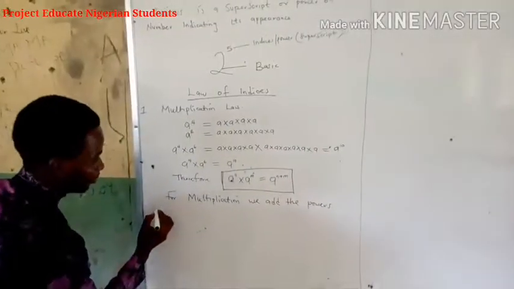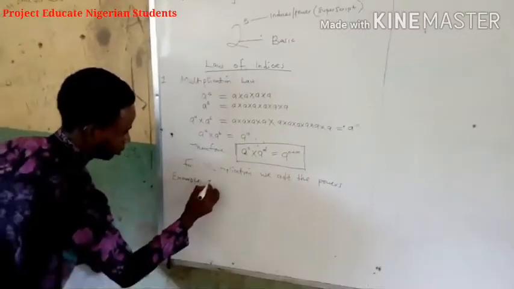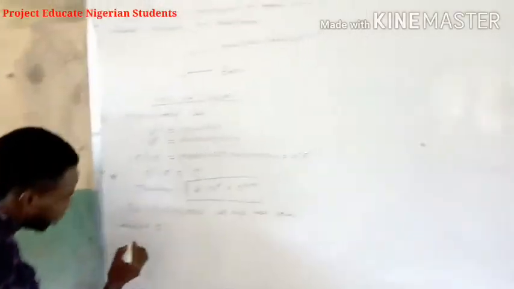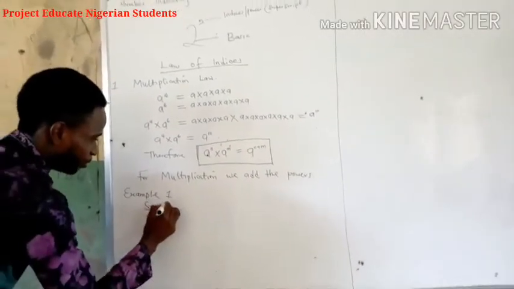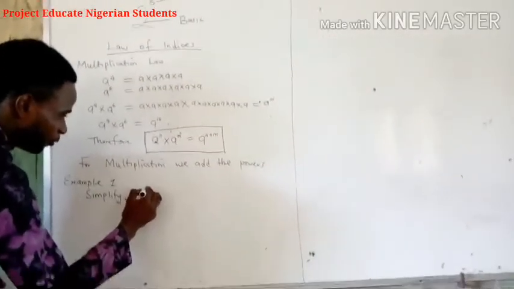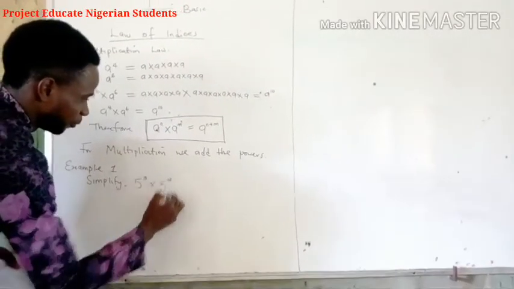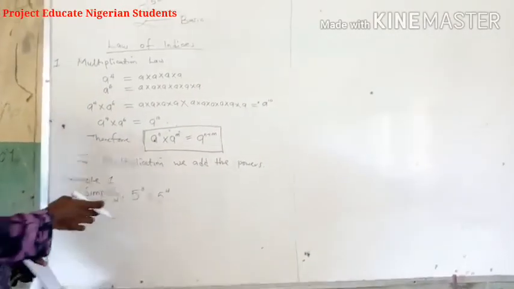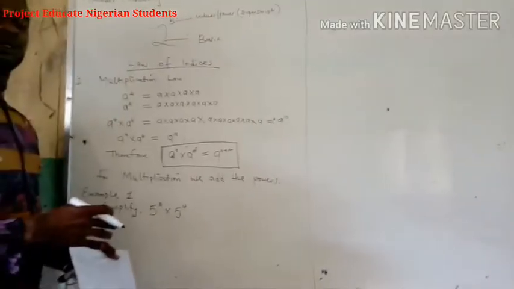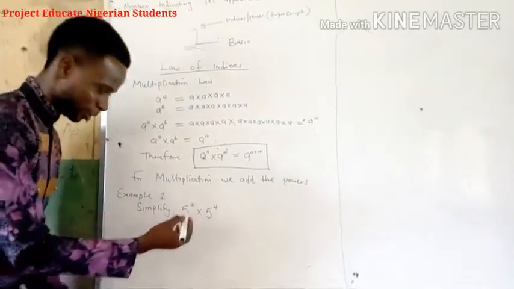Example 1. Simplify 5 raised to power 3 times 5 raised to power 4. Now we have to simplify this, make it simple. So we must get the solution. So we have to say solution.